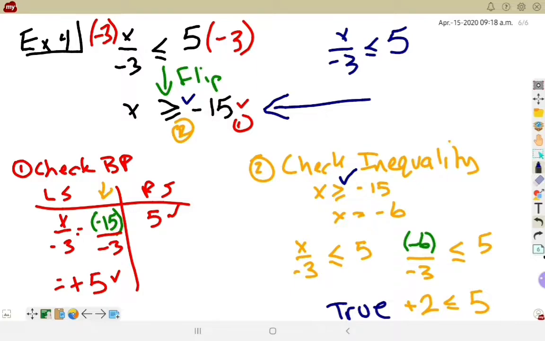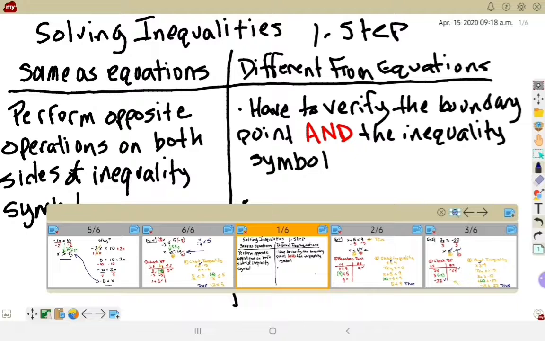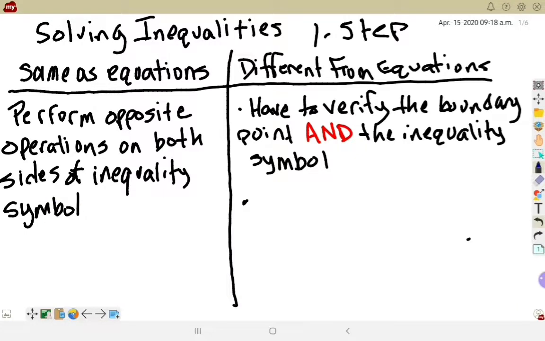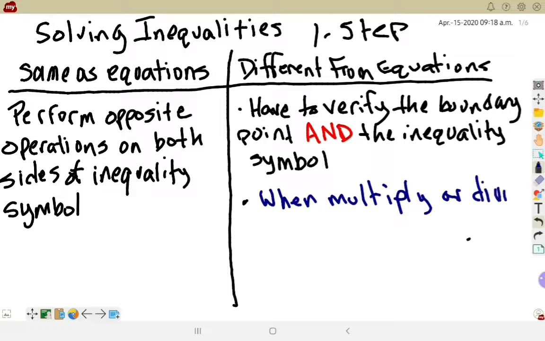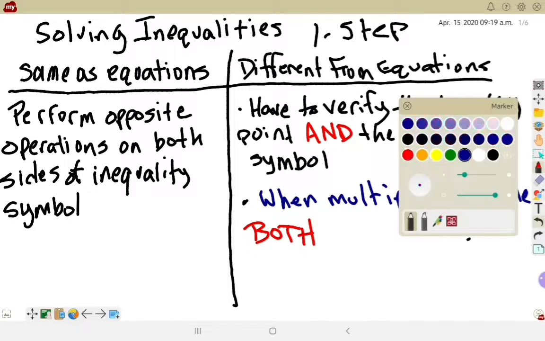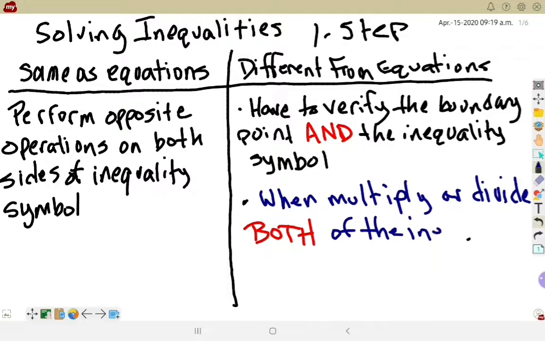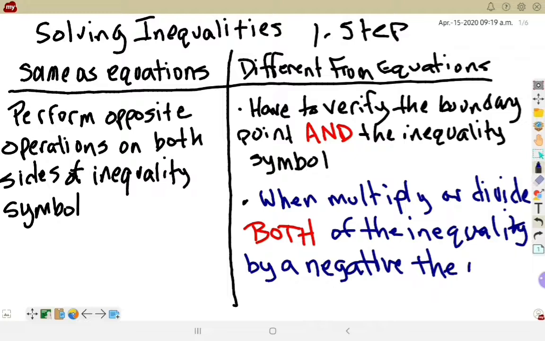Okay, so I'm going to go back to our first slide where we talked about how inequalities were the same and then how they were different from equations. So they were different because we had to verify the boundary point and the inequality symbol. But the other thing that was different was when we multiply or divide both sides of the inequality by a negative, the inequality symbol flips. And I ran out of space there.